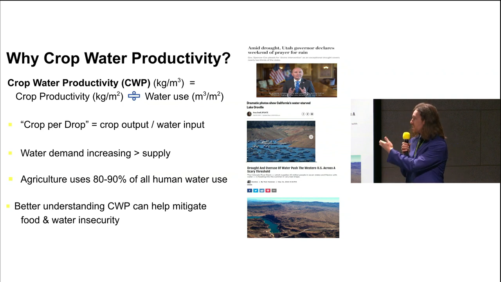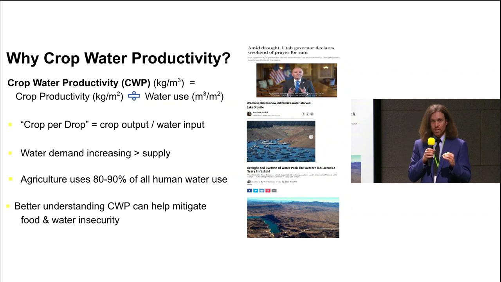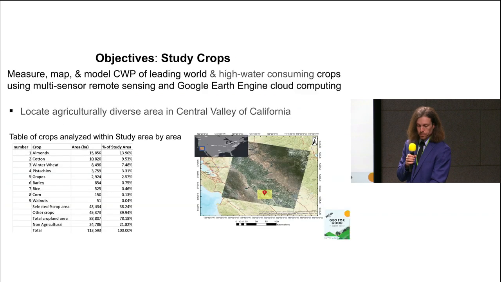As we all know, I've seen countless news stories over the last couple of years that the demand for water is increasing much greater than the supply, especially here in California and in the Southwest, with Lake Powell and Lake Mead at record lows and the Colorado River water allocations being cut. So if we can better understand how the 80 to 90% of human water use that goes to agriculture is being used, then we can have a better understanding to help mitigate food and water security.